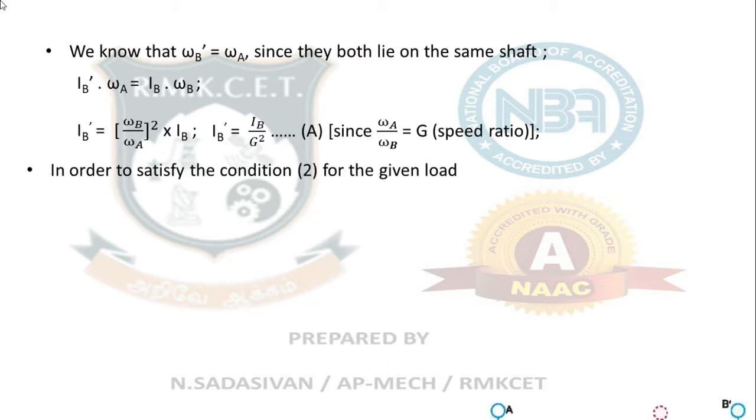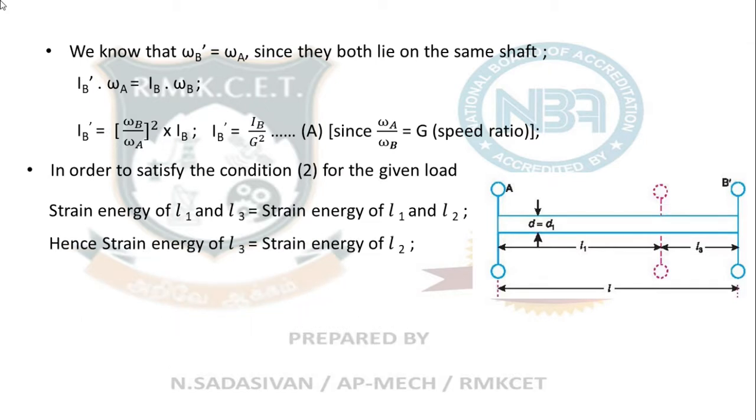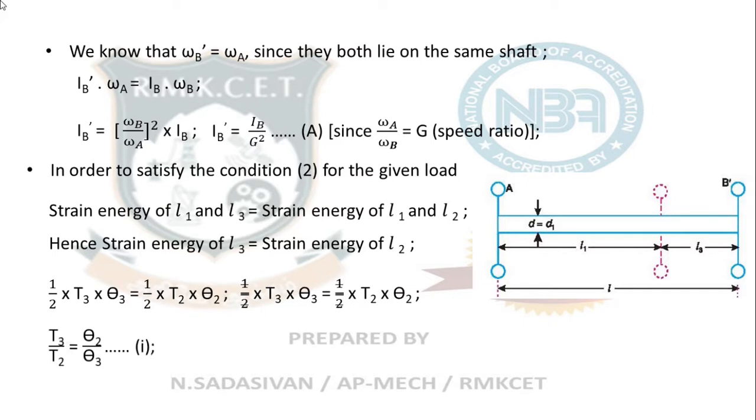For the second condition, strain energy condition, I am going to write. So I am taking this equivalent shaft. So strain energy of L1 and L3 equal to strain energy of L1 and L2. So strain energy of L3, L1, L1 I am removing, since they are equal, you can subtract. Strain energy of L3 equal to strain energy of L2. So what is strain energy? Half T into theta. Okay, what is this T? The torque required to create 1 degree deflection, into angle of deflection. So half T into theta equal to half T3 into theta 3 equal to half T2 into theta 2. So in this you can bring about a relationship T3 by T2 equal to theta 2 by theta 3.